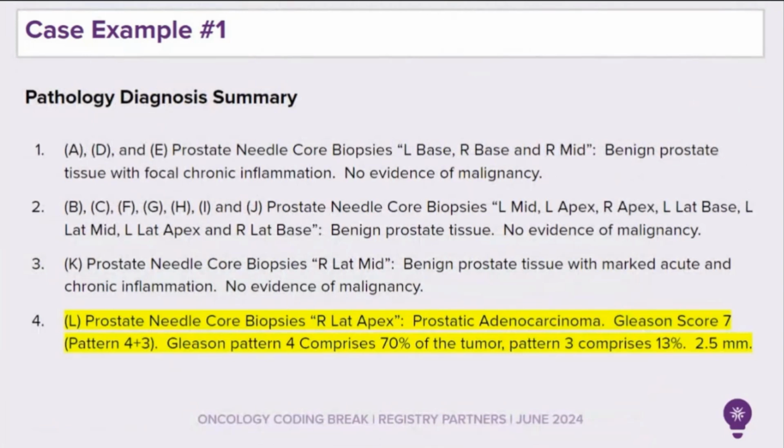Here on the pathology diagnosis summary, you can see listed under 1, 2, and 3 all specimens that were taken and that were benign. Number 4, specimen L, states from the right lateral apex, there was prostatic adenocarcinoma, Gleason score 7, pattern of 4+3, with the Gleason's pattern 4 comprising 70% of the tumor and pattern 3 comprising 30% of the tumor. As you can see, the pathology diagnosis summary doesn't list the number of cores examined or the number of cores positive.